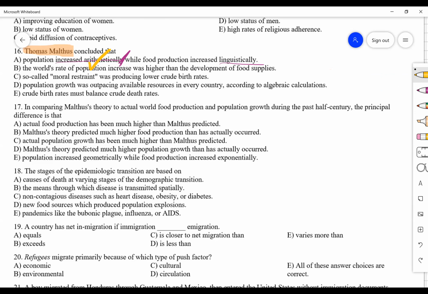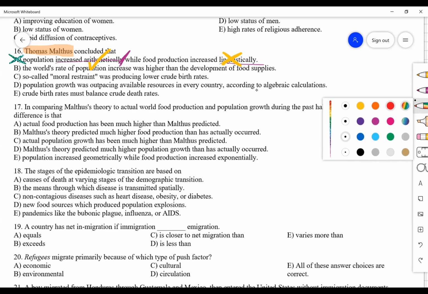But what is linguistic growth? Does somebody want to tell me what that is in the chat? Does anybody know what linguistic growth is? Yeah, it's because linguistic growth doesn't exist. Linguistic means languages. The food population is growing languages. That doesn't make sense. So we can use our rainbow colors again to say, no, A is not correct. The world's rate of population increase was higher than the development of food supplies. Let's go take a look at this graph real quick.